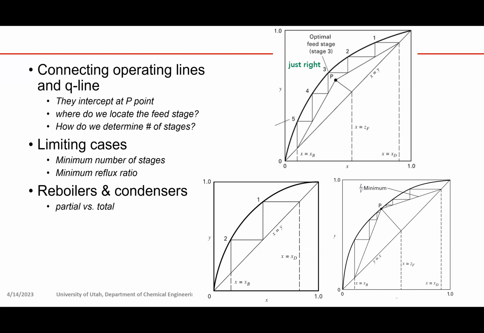And then for the minimum number of stages, you have a very high reflux ratio. That means you return all of your condensed liquid back to your tower. So you will have your operating line overlap with the 45 degree line. Whereas in the other case, your rectifying operating line will cross with your Q line on the grid.